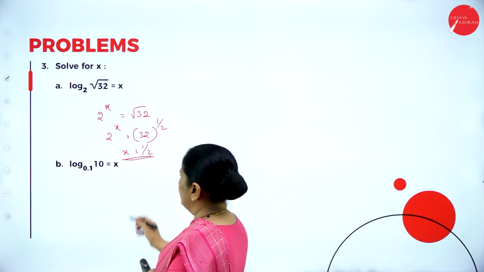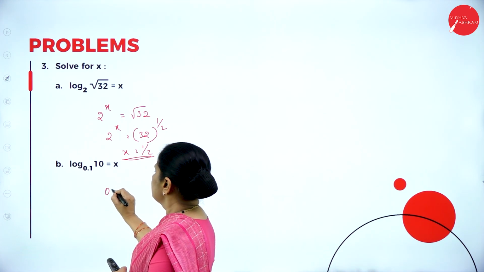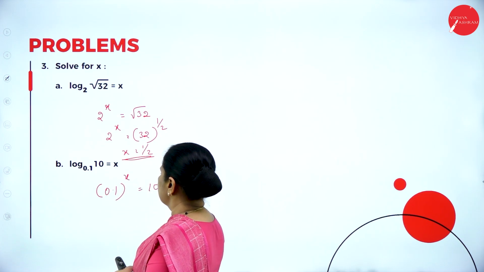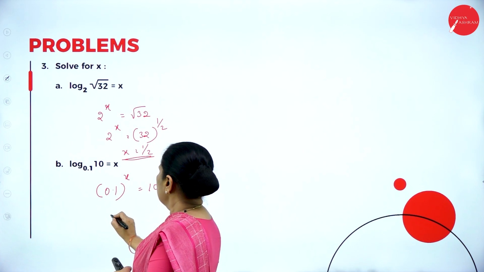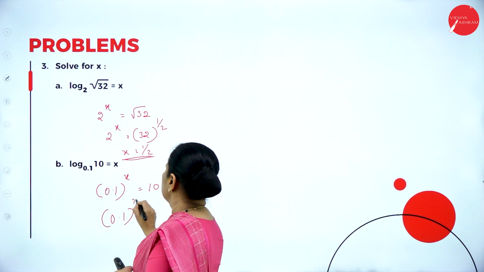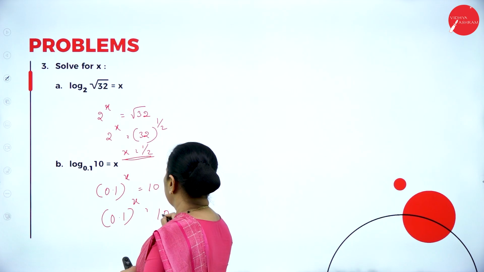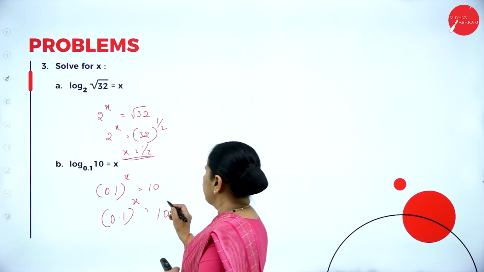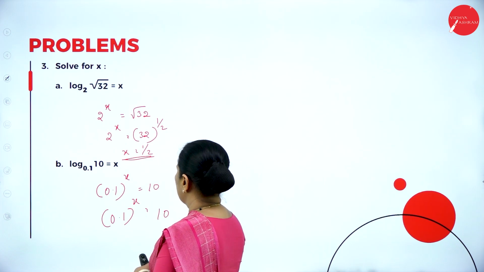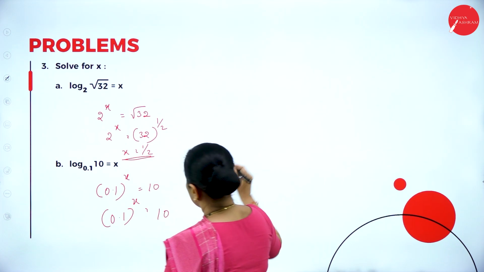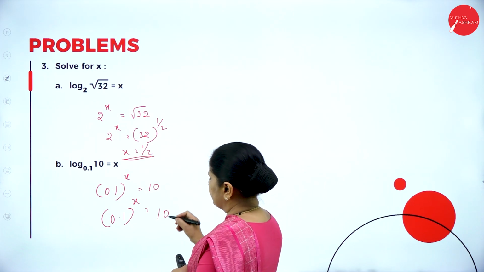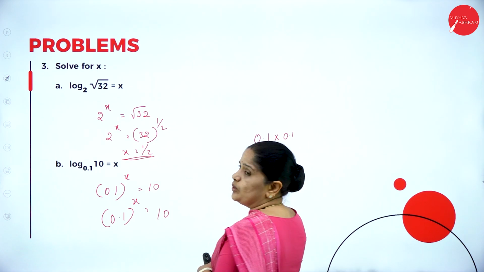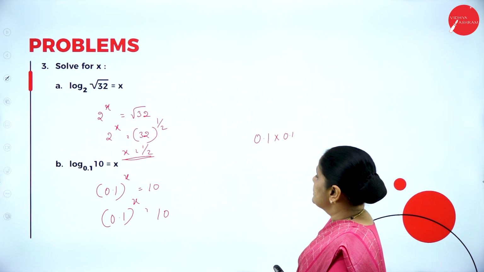Next one. Here, 0.1 to the power x equals 10. So you have to express it in 0.1. When we express this 10 in terms of 0.1, we get the power of 10. So how many times do I have to multiply 0.1, 0.1, 0.1.